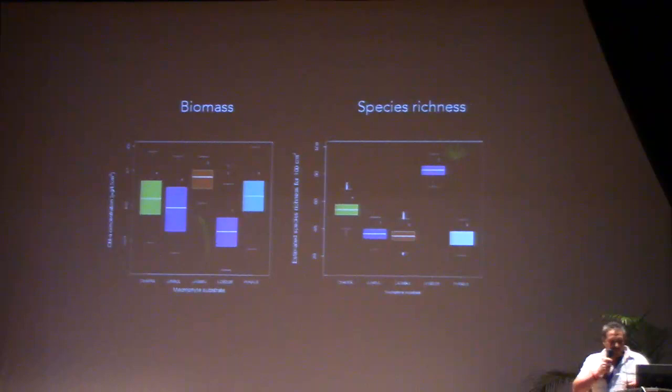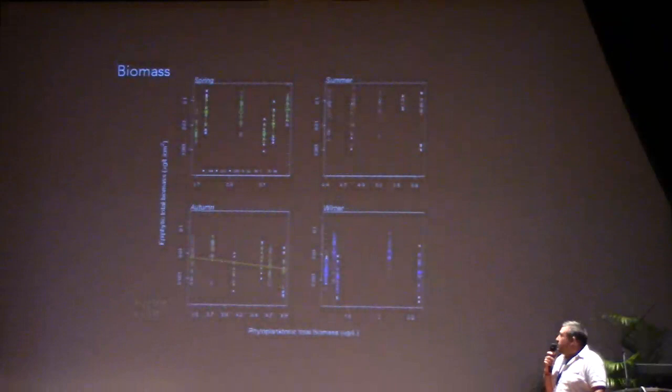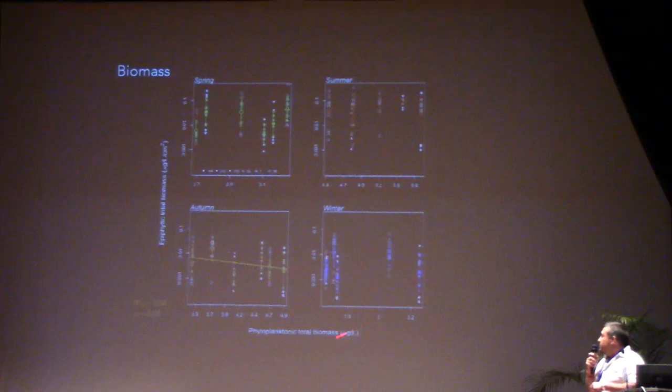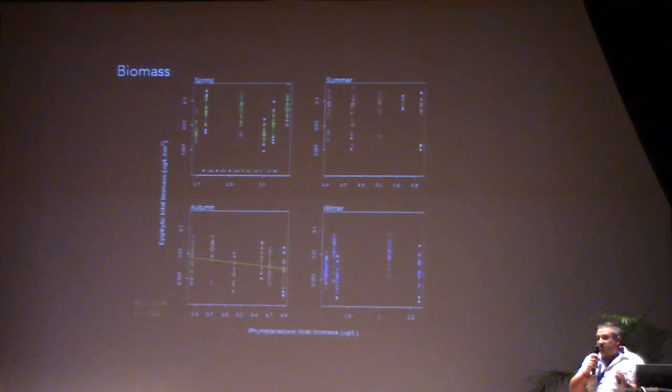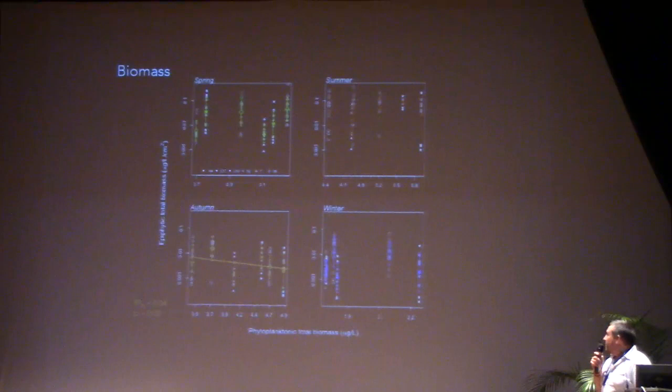Now, the interaction with phytoplankton. If we plot the epiphytic total biomass against the phytoplankton total biomass, we observe almost no significant relationship, except maybe for autumn, when we observe a very small trend. That suggests that there is almost no competition, maybe, between these two communities at the scale that we analyze.